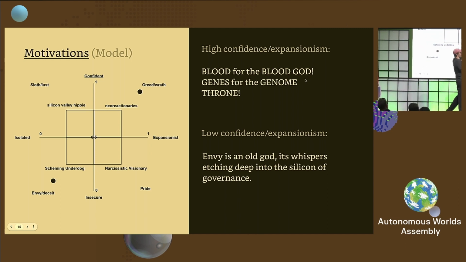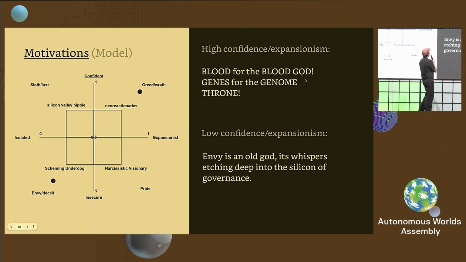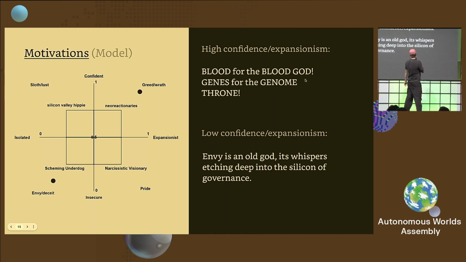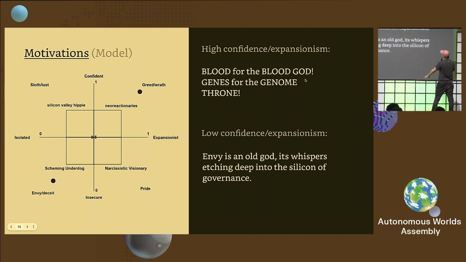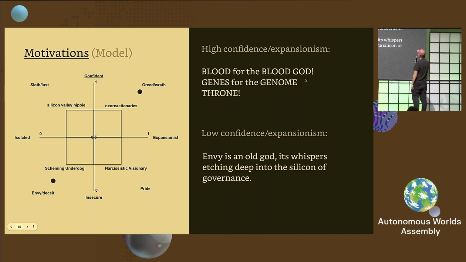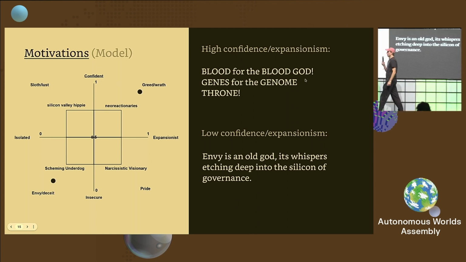And then we get really weird outcomes here. "Blood for the blood god, genes for the genome throne." This is some kind of genome network state. Also, we have low confidence and low expansionism, a state driven by envy. So I think that with these tricks, can you go to the next slide?